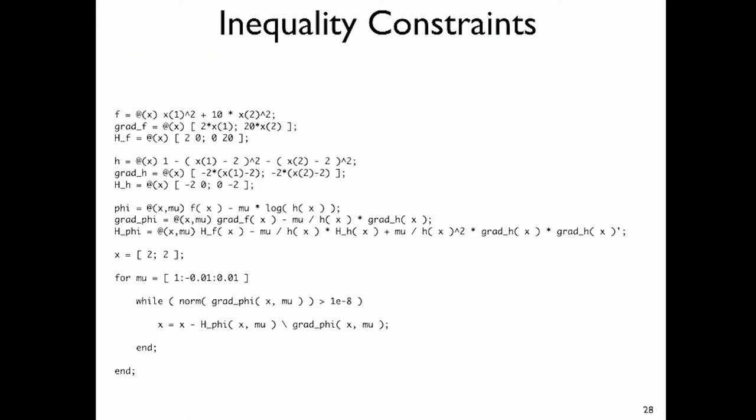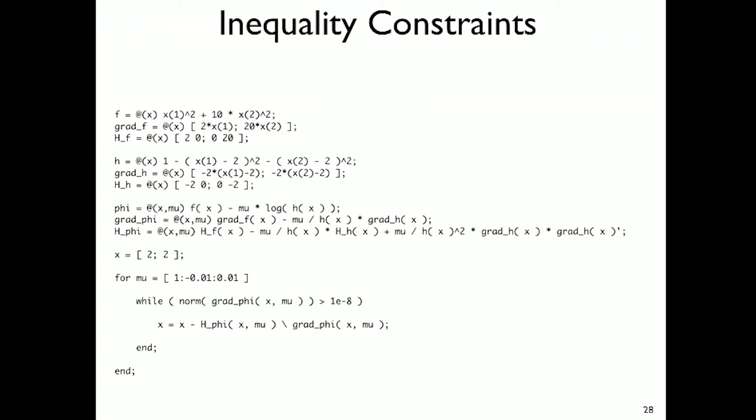I have to define a new objective function, phi, which is f minus mu log h. This is the gradient of phi, and this is the Hessian of phi. Oh, man, what a mess. But actually, not such a mess, because the log makes it really easy to take these derivatives. It's just a lot of differential calculus involved in working this out, but this is the Hessian of phi.